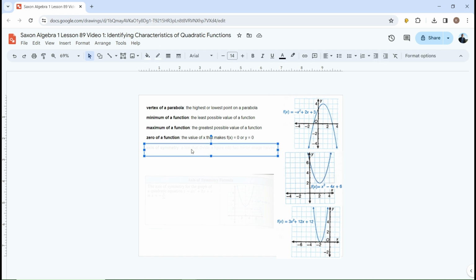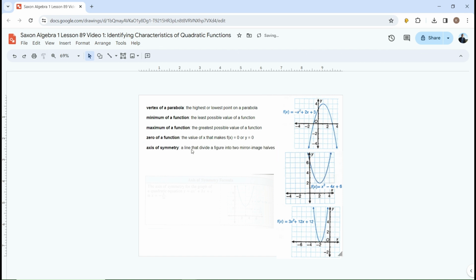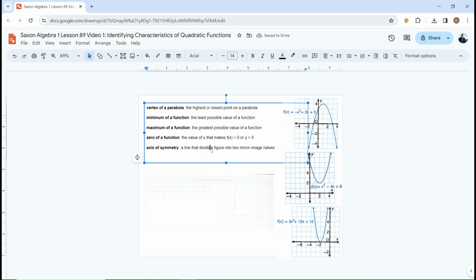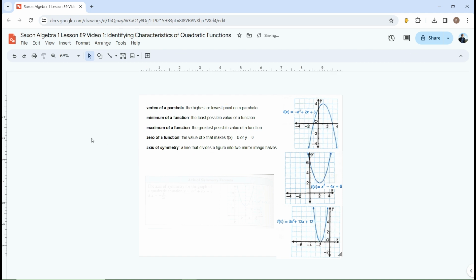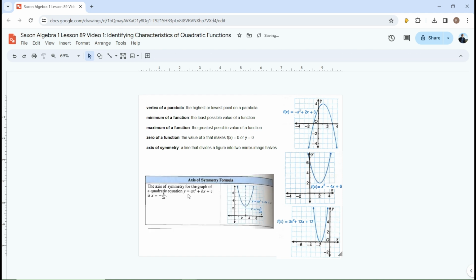All right. And then the axis of symmetry is a line that divides a figure into two mirror image halves. Every parabola has an axis of symmetry that passes through the vertex of the parabola. I can easily calculate the axis of symmetry using this equation. Supposing that I have an equation y equals some coefficient times x squared, so ax squared, plus some coefficient times x, bx, plus c. I'm going to look at those coefficients, okay? I'm going to ignore the c. I don't care what the c is. I'm going to look at the a and the b.